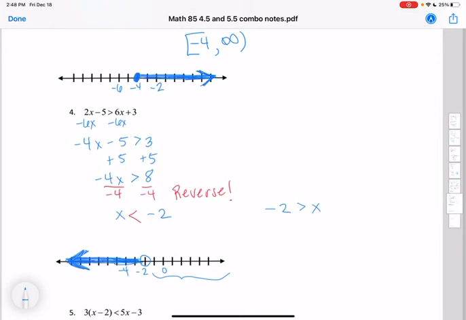And let's not forget that interval notation. So it looks like it's starting here at -infinity. Comma, all the way up to -2. -2 is not included, so it's soft.